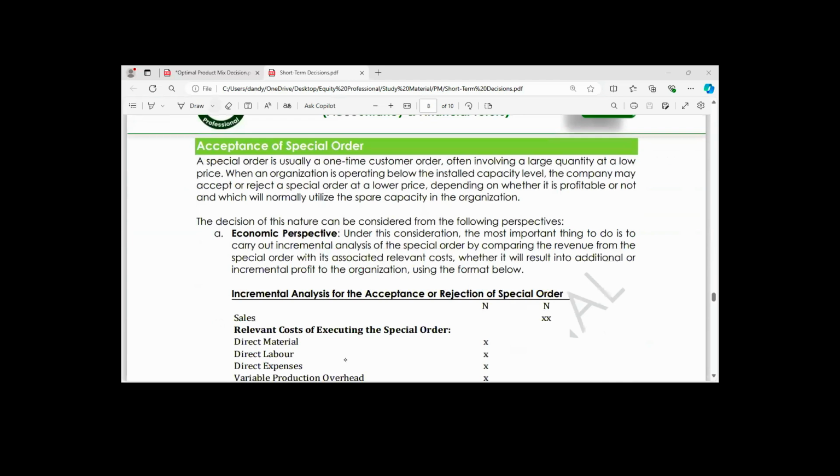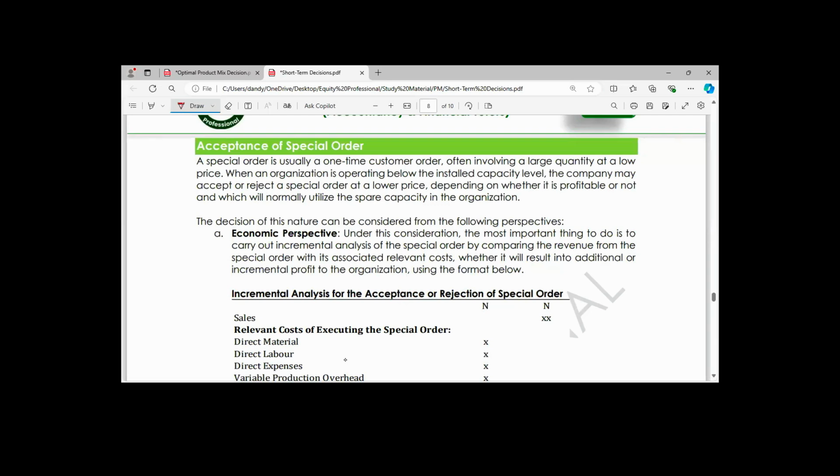Now, one thing you need to understand in relation to acceptance or rejection of a special order is that two things are very common in this subtopic. One is the fact that the company has spare capacity to be able to undertake additional work from a customer. Meaning that when you say a company has spare capacity, the company is not operating at full capacity; there is idle capacity within the company's facilities. So it is expected that the company will utilize the idle capacity to execute a special order. That's one thing you need to know.